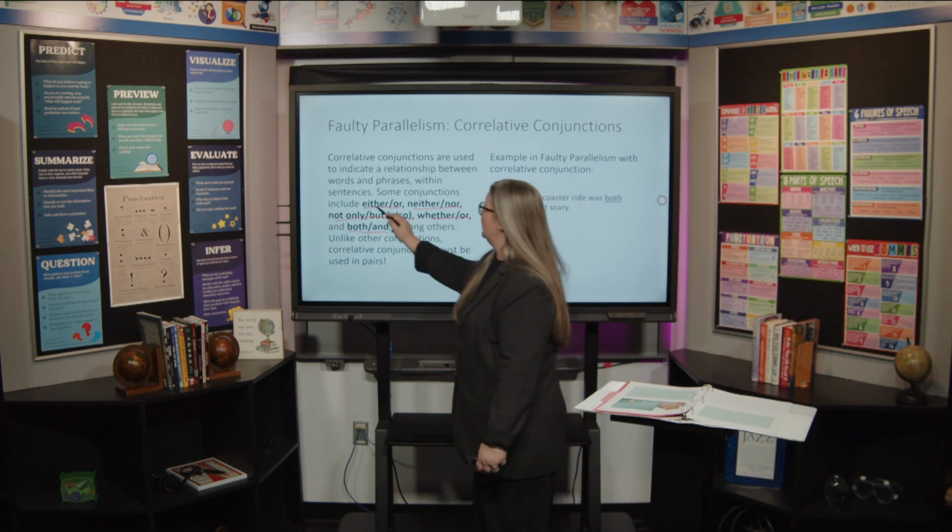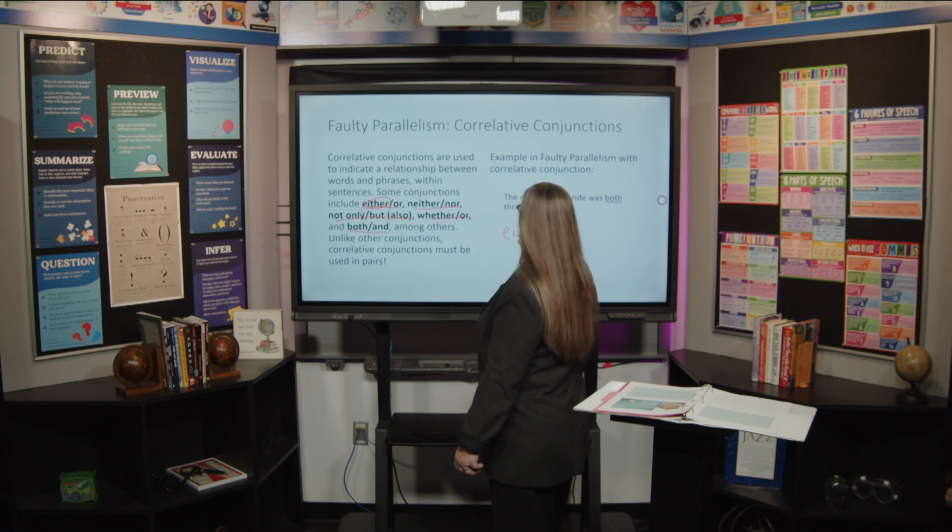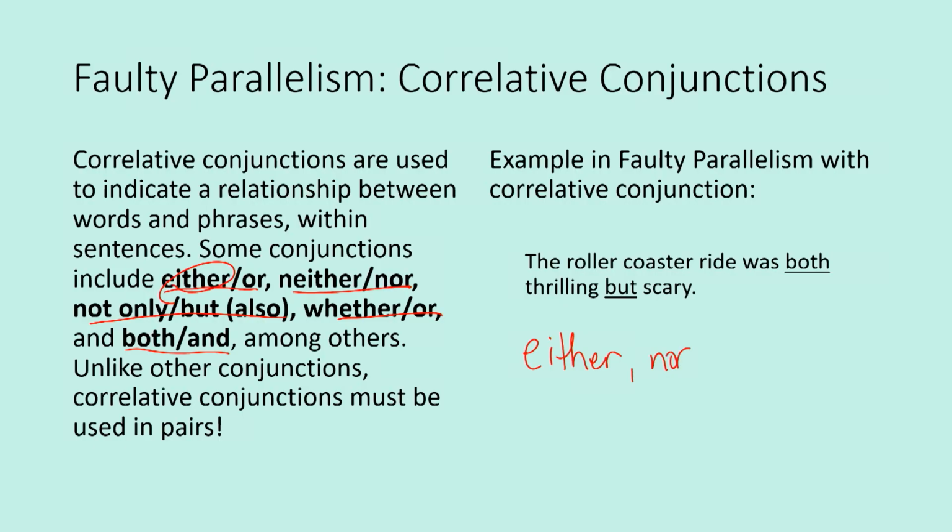So if you see either, you can't have either and nor. You cannot have that. That is wrong. If you use nor, you have to use neither. If you use either, you have to use or, right? So don't use either and nor. Make sure that all of your patterns follow. Here, the roller coaster ride was both thrilling. If we're using both, we have to use what? And. It was both this and that.